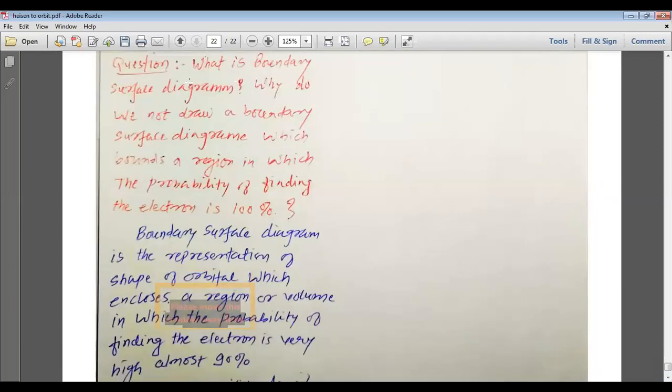Question: what is the boundary surface diagram, and why do we not draw a boundary surface diagram which bounds a region in which the probability of finding the electron is 100%? So my dear students, here we are going to study the boundary surface diagram. When we study it, we do not represent it in such a way that we show some areas where the probability of finding the electron is 100%. So what is the reason? Let us try to understand what a boundary surface diagram is.